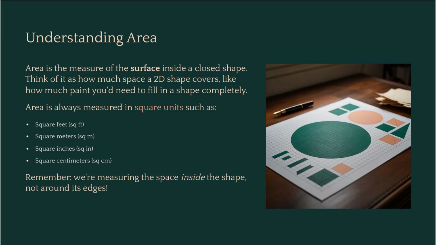The foundation for finding the area of every shape we'll study today is the rectangle. We learned in earlier grades that to find the area of a rectangle, you just multiply the length by the width, or as a formula, A equals L times W. Think of it like this. If you have a chocolate bar that's 5 squares long and 3 squares wide, you multiply 5 times 3 to find there are 15 total squares, or 15 square units.